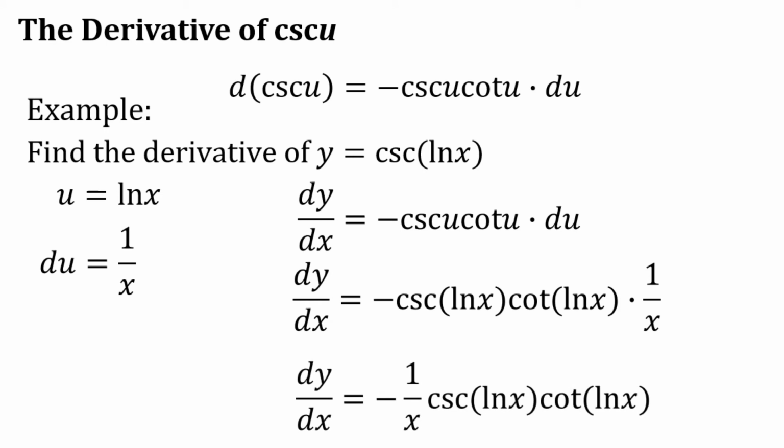Our final answer will be dy over dx equals negative 1 over x times cosecant ln x cotangent ln x.